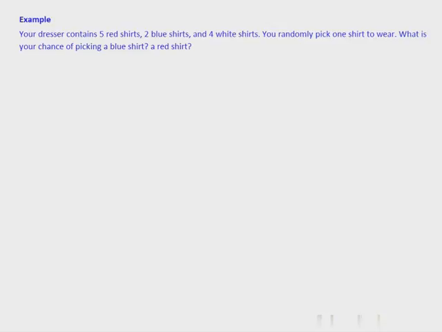Your dresser contains 5 red shirts, 2 blue shirts and 4 white shirts. You randomly pick one shirt to wear. What is your chance of picking a blue shirt? Again, you have 2 blue shirts out of a total of 11 shirts. So your chance of picking a blue shirt is 2 out of 11. A red shirt, you have 5 red shirts and there are 11 shirts in all. So 5 out of 11.